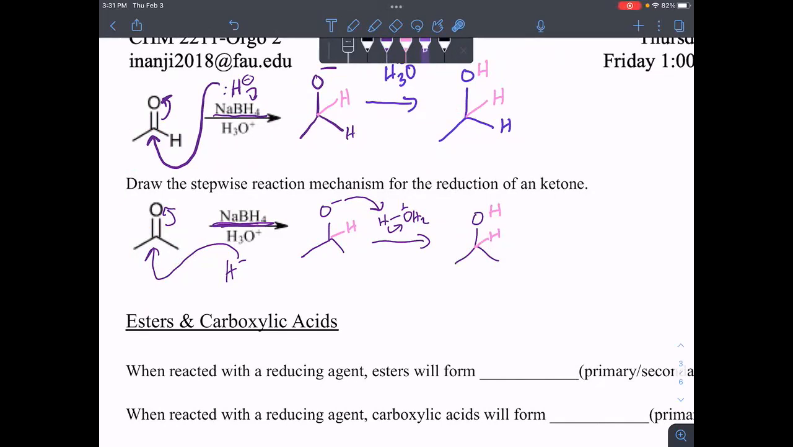Now this is gonna change when we have esters and carboxylic acids, because with those two functional groups, we have leaving groups. So with the presence of a leaving group, we can add more stuff to it.